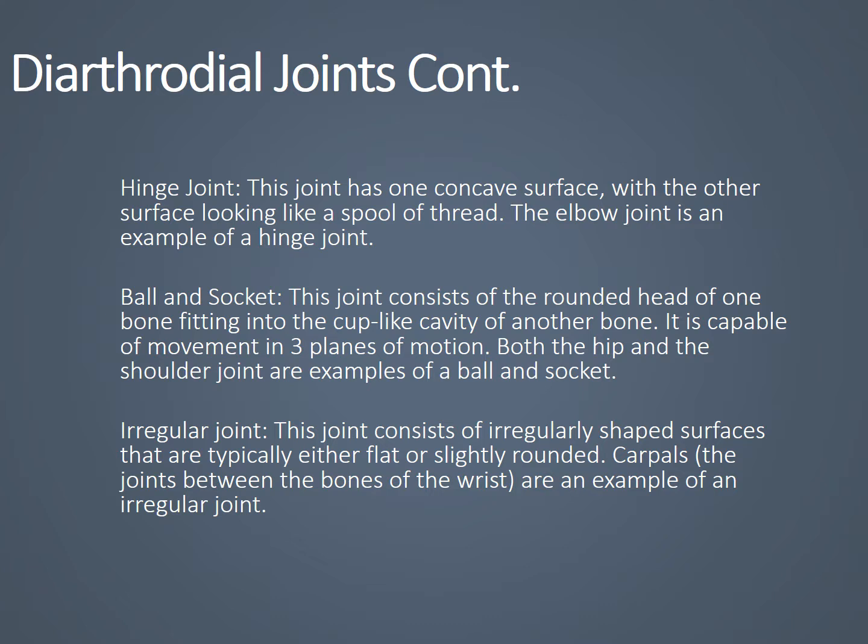Hinge joint. This joint has one concave surface with the other surface looking like a spool of thread. The elbow joint is an example of a hinge joint. Ball and socket. This joint consists of the rounded head of one bone fitting into the cup-like cavity of another bone. It is capable of movement in 3 planes of motion. Both the hip and the shoulder joint are examples of a ball and socket. Irregular joint. This joint consists of irregularly shaped surfaces that are typically either flat or slightly rounded. Carpals are an example of an irregular joint.